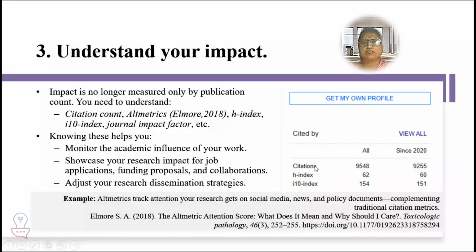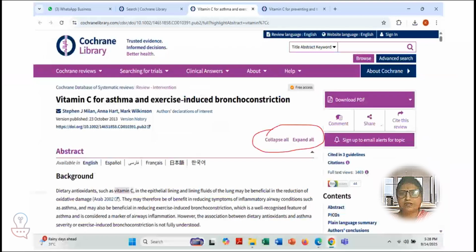For example, this is a screenshot from Google Scholar where the citations, H-index, and I-10 index for a particular author are mentioned. Nowadays, a very important metric is altmetrics. Altmetrics track the attention your research is getting on social media, news, and policy documents. Here you can see this is the altmetric score. It is particular to this particular article, research paper. You can see the altmetric score here.